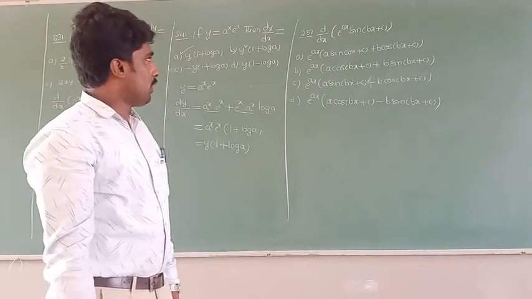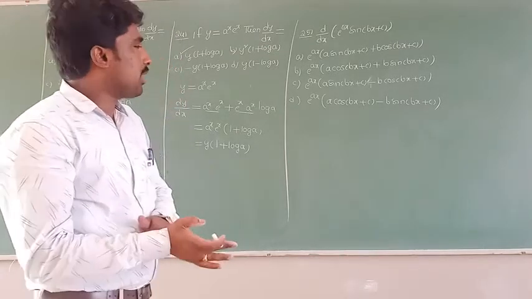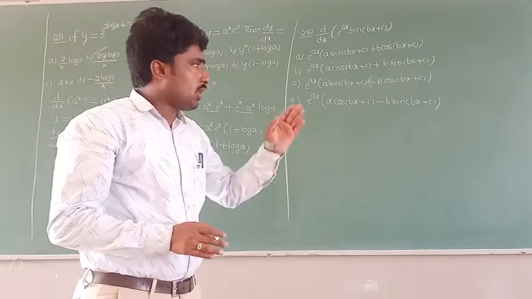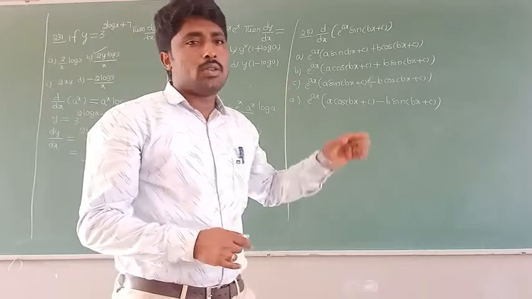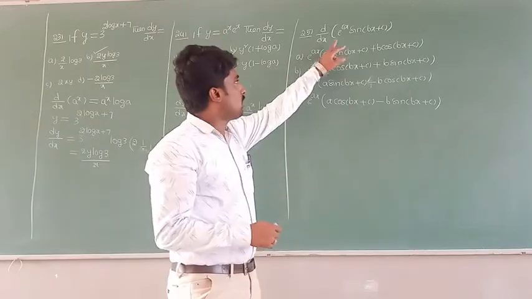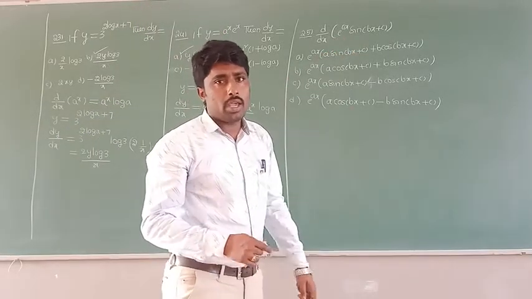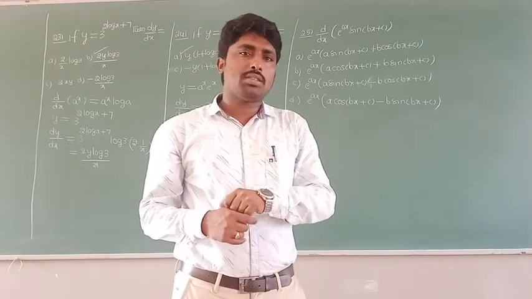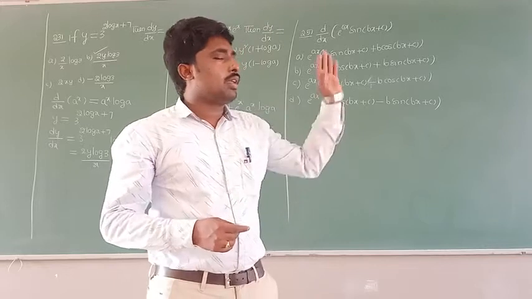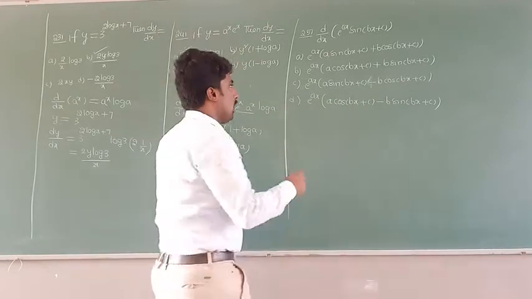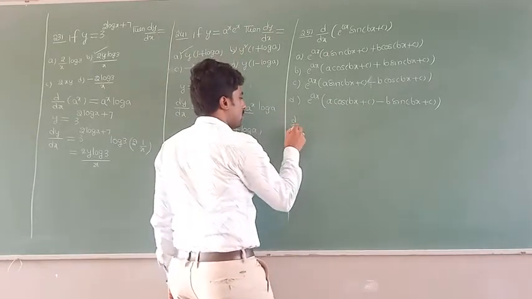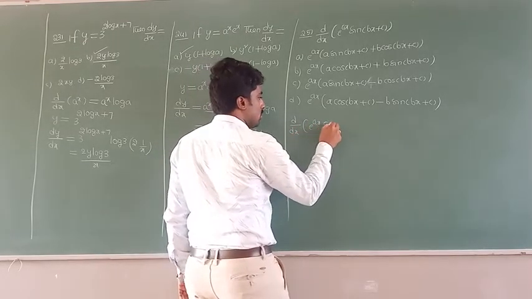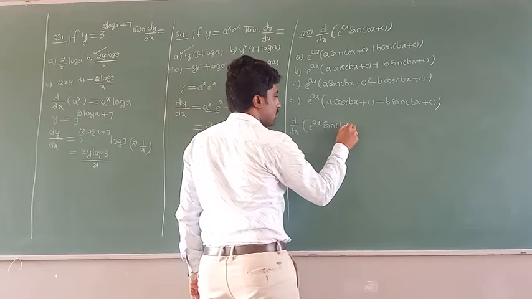Now the next, the 25th problem: d by dx of e power ax into sin of bx plus c. This one also you need to do by using the product rule only. So this is u, this is v. Differentiation of e power x is e power x. Differentiation of sin x is cos x. But here a complicated function is given.